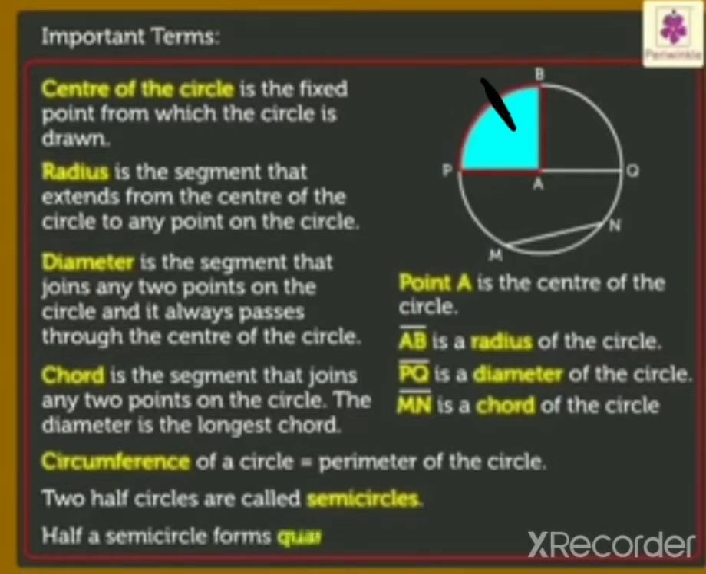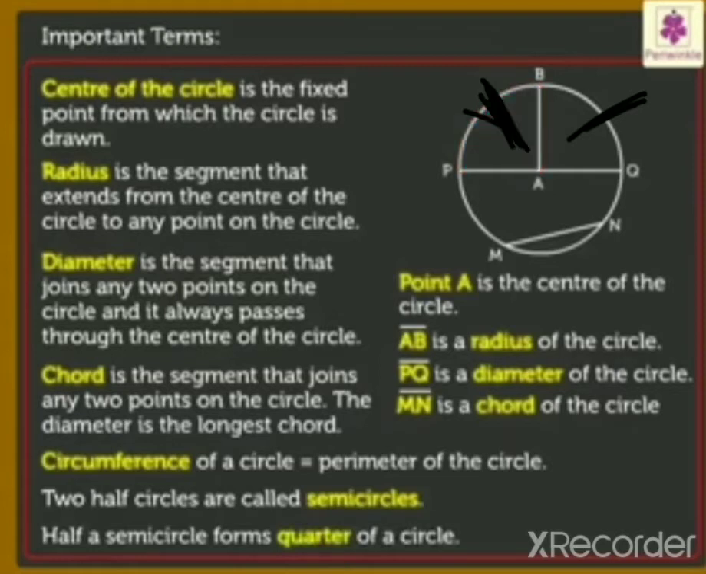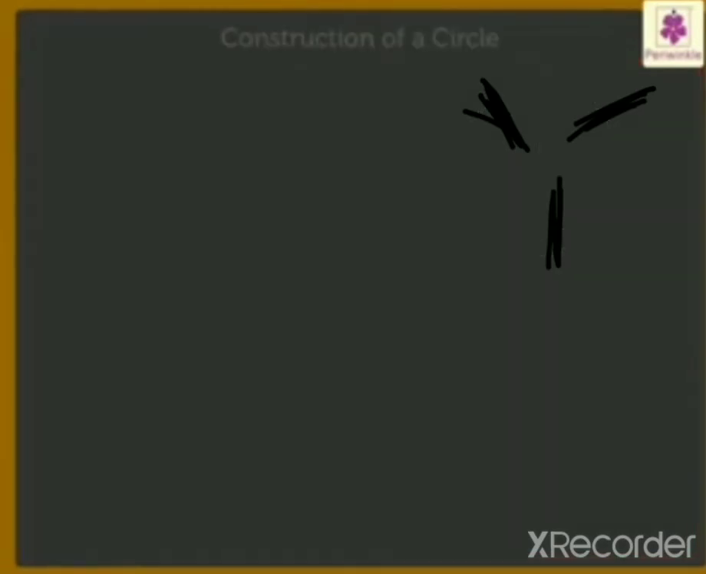When we divide a semicircle in 2 parts, then this colored shaded portion, you can see, is a quarter of a circle. Means we are dividing a circle in 4 parts, and one part is this, and this is a quarter of a circle. This is also a quarter of a circle. Similarly, we can divide this semicircle also in 2 parts, and this is also a quarter of a circle. Clear? So we have discussed different parts of a circle.